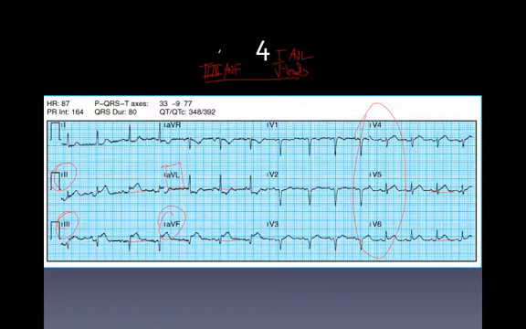So I have ST segment elevation in 2, 3, and AVF, and I have ST segment depression in 1, AVL, and my V leads. Currently I have it in AVL. This person is having a reciprocal change, and they are having an inferior wall MI.